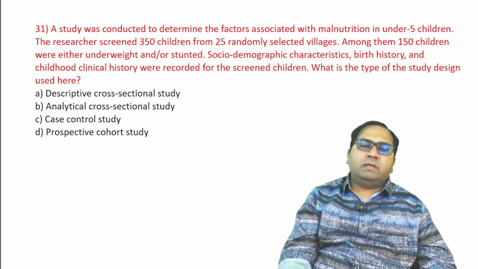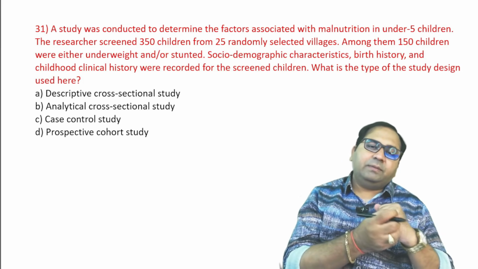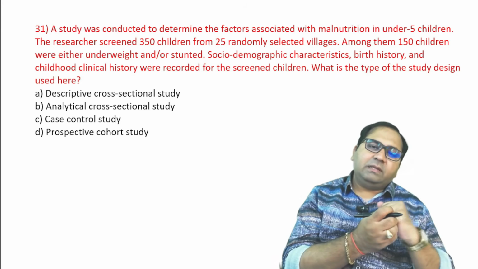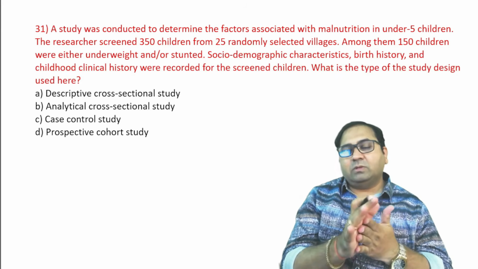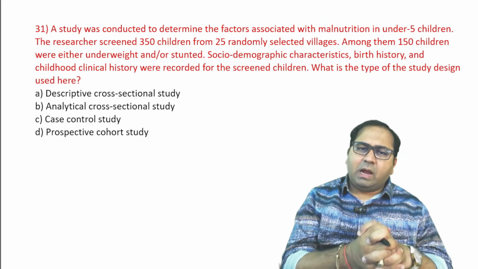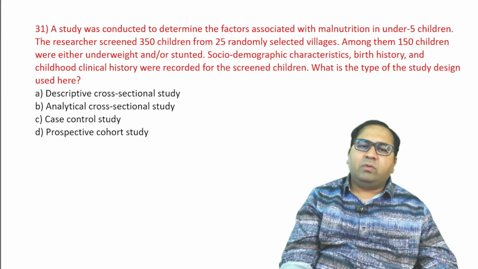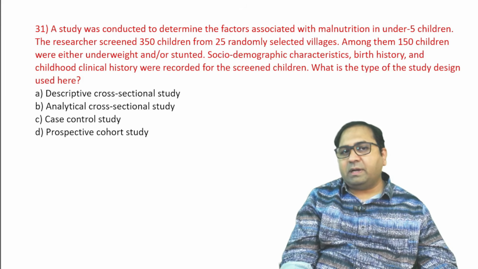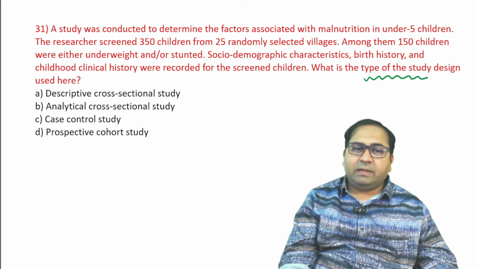Next question. A study was conducted to determine the factors associated with malnutrition in under 5 children. The researchers screened 350 children from 25 randomly selected villages. So among them, 150 children were underweight and or stunted. Socio-demographic characteristics, birth history and childhood clinical history were recorded for the screened children. So what is this type of study design used over here?